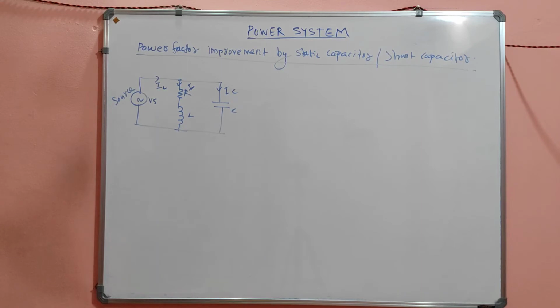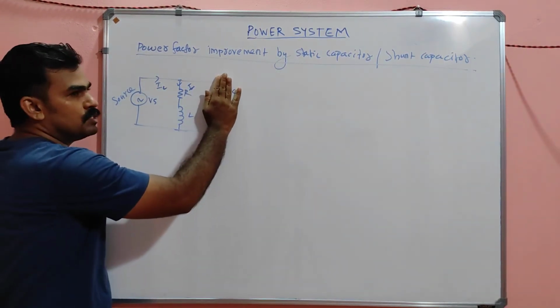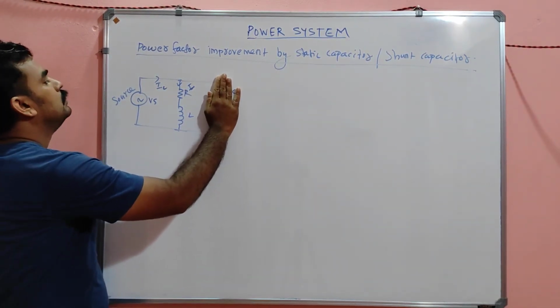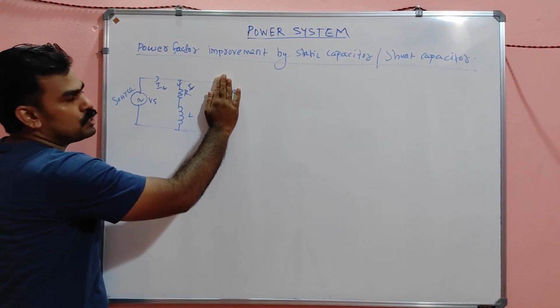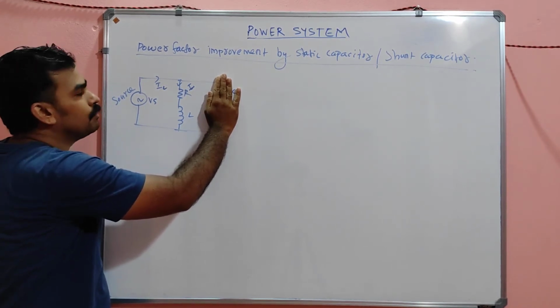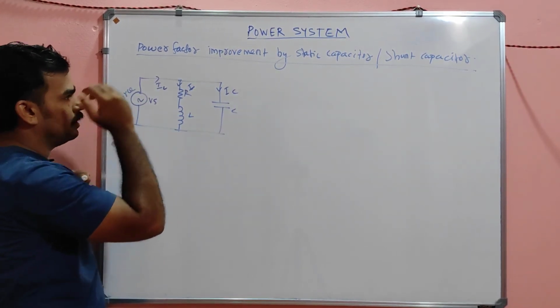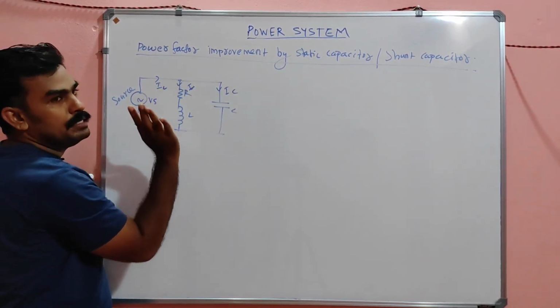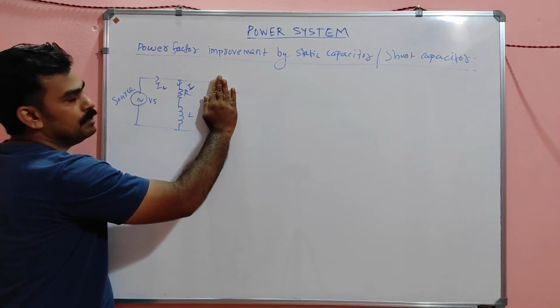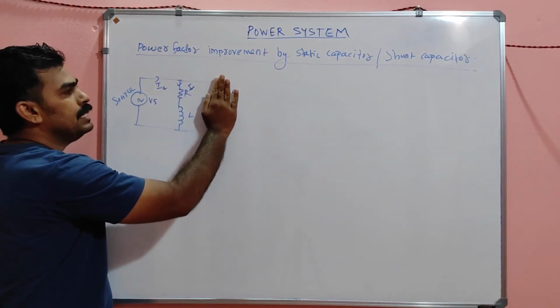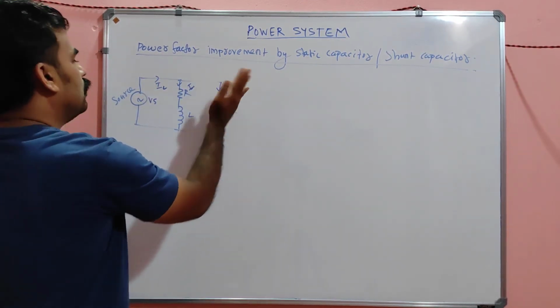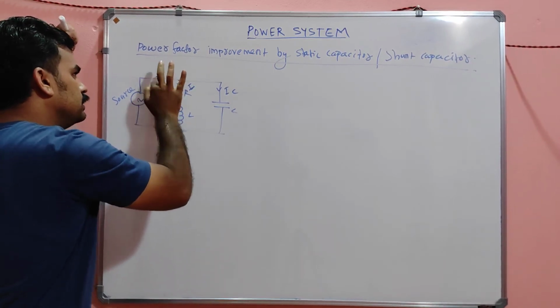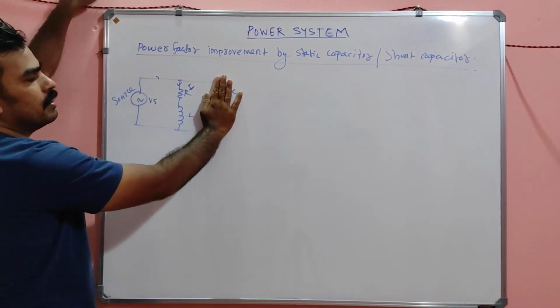Listen. Initially the capacitor was not there, my dear. So the source, that means the transmission line, will provide a Vs, that is the sending end voltage, and there will be a load current I. Initially the IL will be same as I. Simply there will be a current of I.